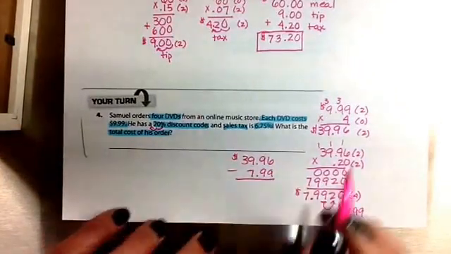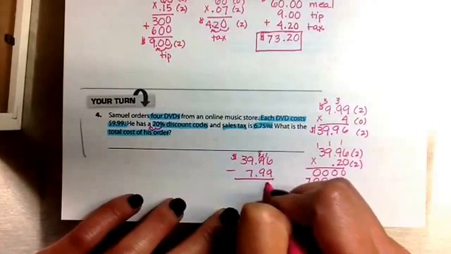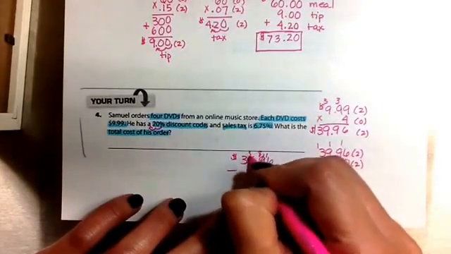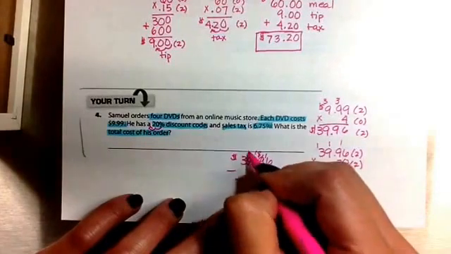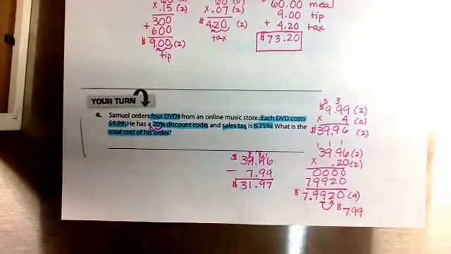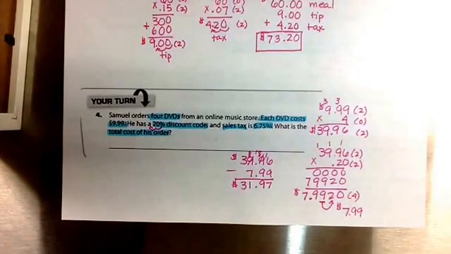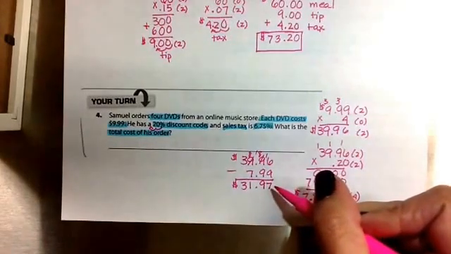$7.99, okay? So we're going to regroup. 16 minus 9, that's 7. I'm going to have to regroup again. 18 minus 9 is 9. 8 minus 7 is 1, and then we'll bring down our 3. So our discounted price is $31.97, and now I can find my tax on my discounted price.